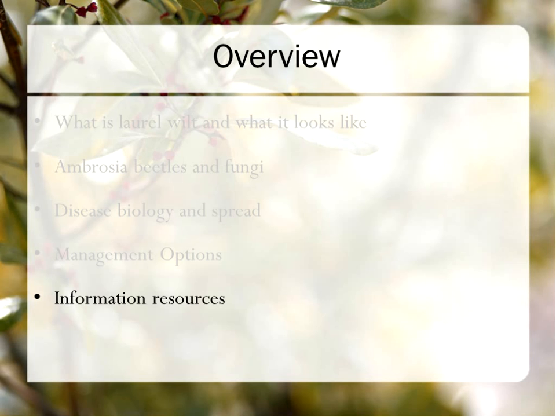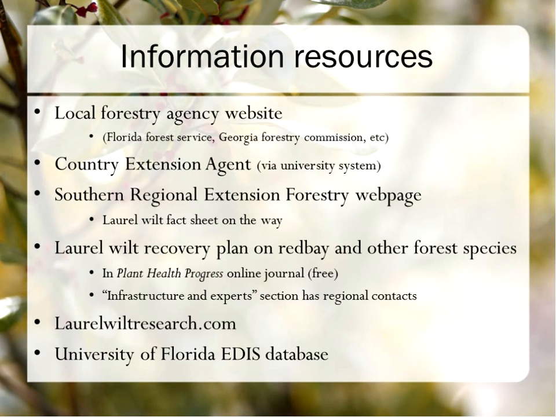Last slide is information resources. So you can check your local forestry agency websites, the Florida Forest Service, Georgia Forestry Commission. All the states along the coast that have laurel wilt generally have some information about laurel wilt disease, and they have contacts there. Again, you can use your county extension agent, or the Southern Regional Extension Forestry webpage, which is obviously where you're at right now.